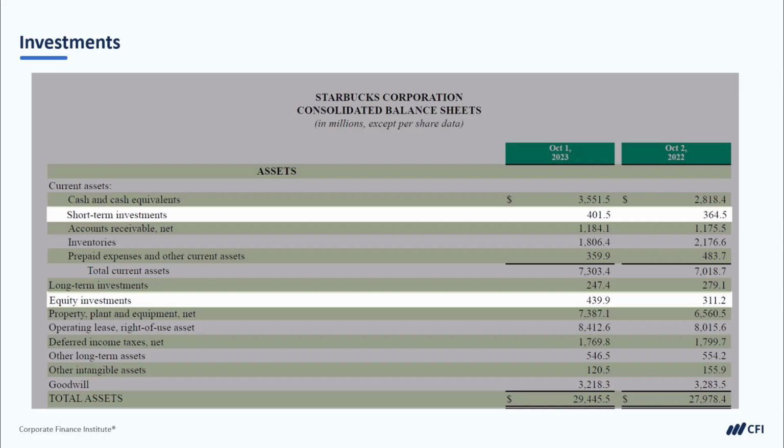And that's deemed to be if Starbucks owns between 20% and 50% of another company, it accounts for these investments as equity method investments. And if you want to know more about how to account for equity method investments, you must check out our Accounting for Business Combinations and Equity Investments course. So there we see investments in two places.